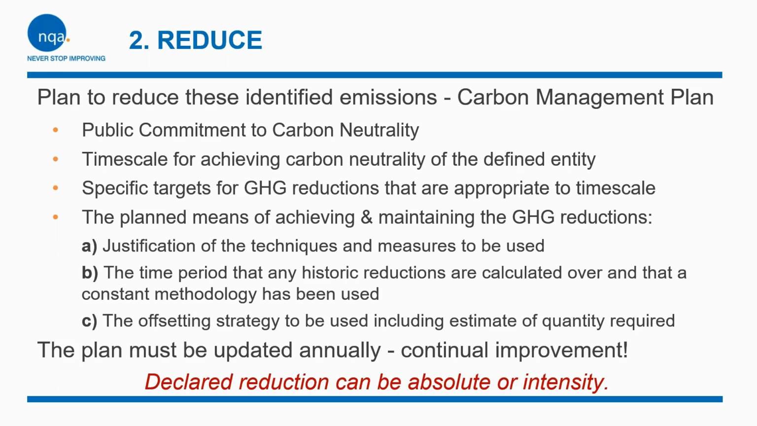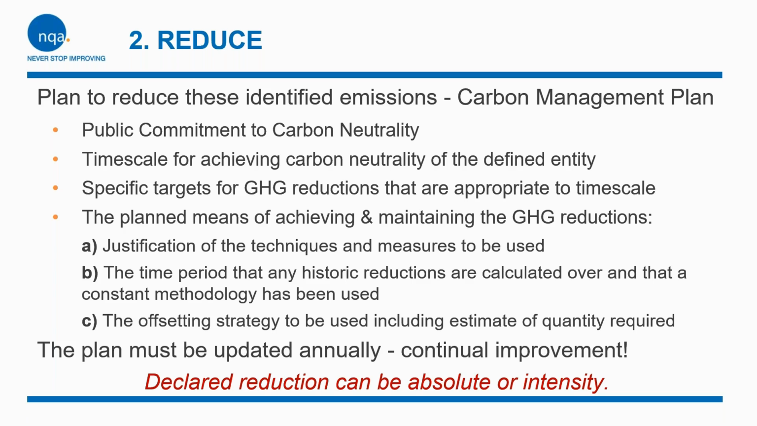should look like. So there has to be a carbon management plan, which starts off with a public commitment to carbon neutrality. And all of this stuff we're talking about now becomes public data. A public commitment to carbon neutrality, a timescale for achieving carbon neutrality of the defined entity, specific targets for greenhouse gas reductions that are appropriate to the timescale. How are we going to achieve those? What is it we're going to do to reduce our emissions?